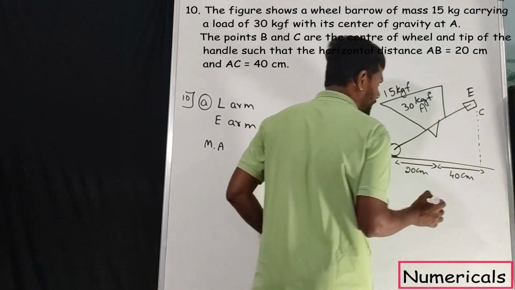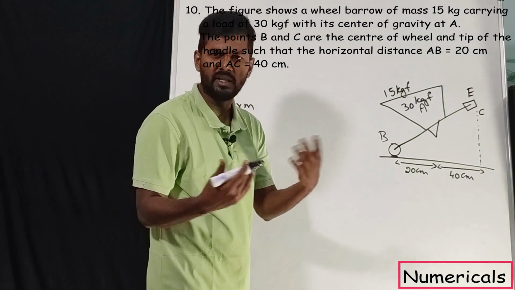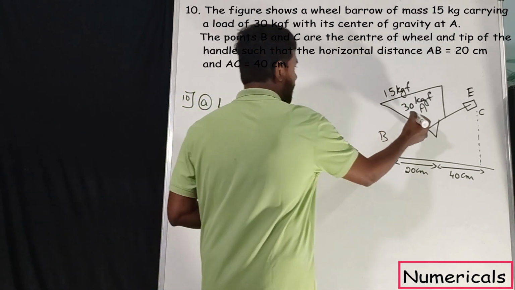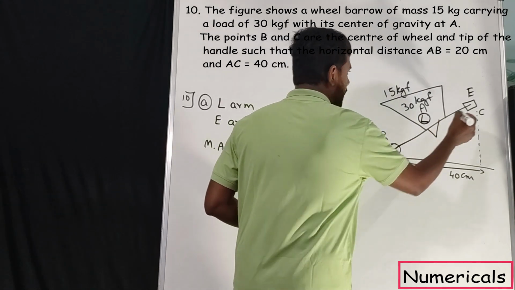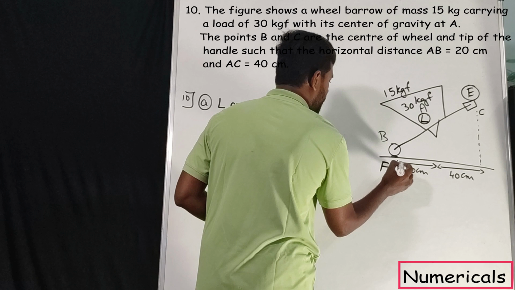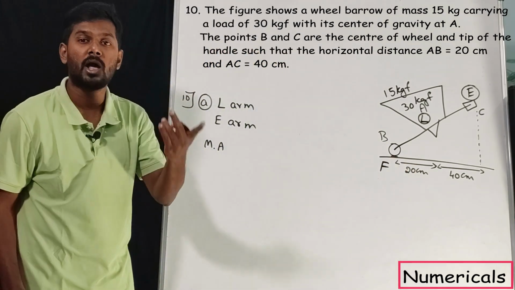This is effort, correct? Okay, where is the load? What you are carrying? It may be sand or anything, iron pieces or anything. But where is the load? That is here, correct? So at point A is called load. At point C is called effort. This is called as fulcrum. Okay, this is fulcrum. Now what is load arm?